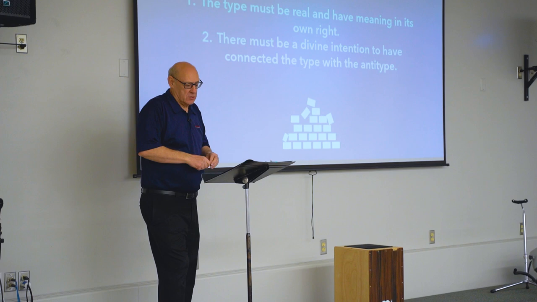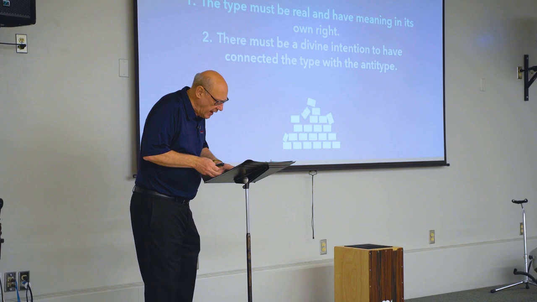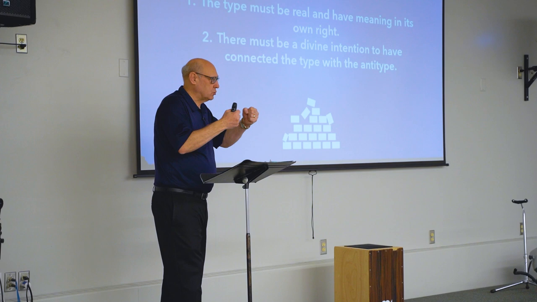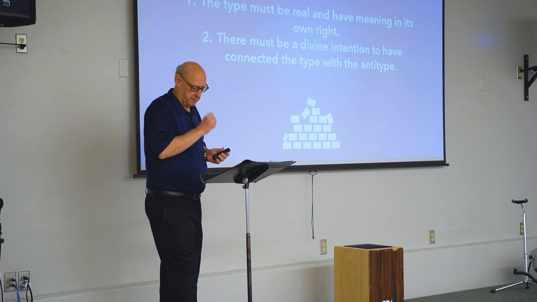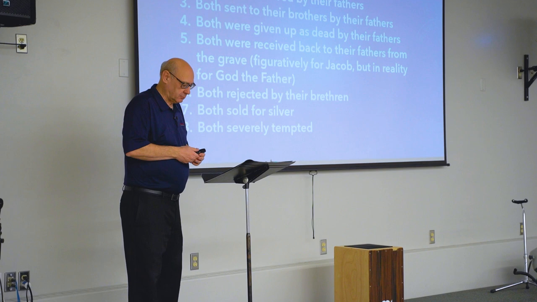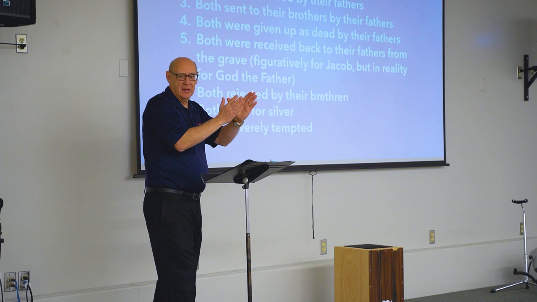And there must be a divine intention to have connected the type with the antitype. So there is a connection between the two, but it's ordained by God. And it becomes very clear and evident. So let's look at a real quick example. We're going to look at Joseph in the Old Testament. We put Joseph's life alongside Jesus' life, and then we see the parallels.